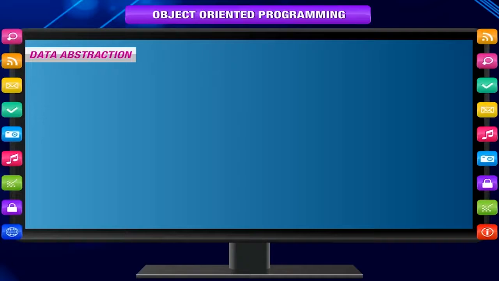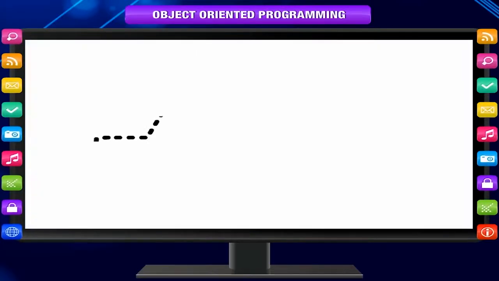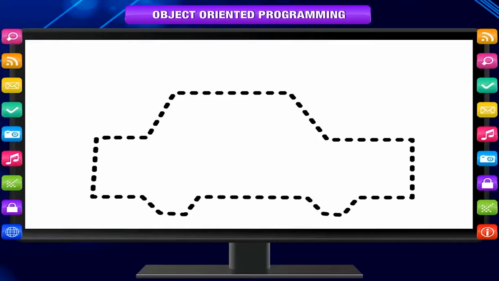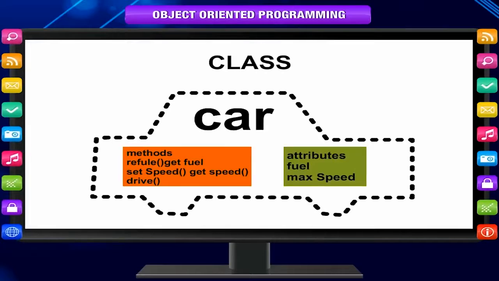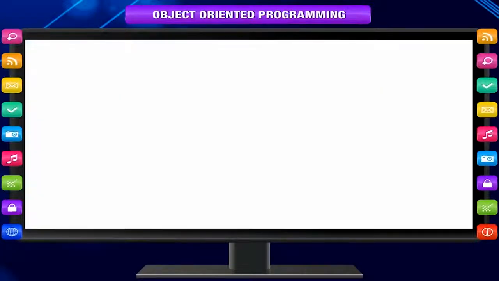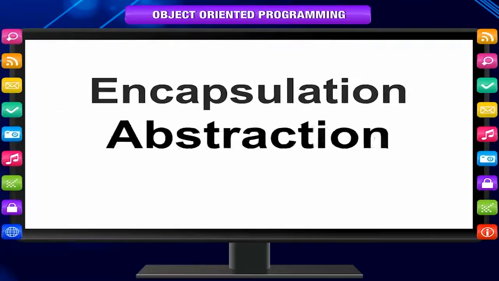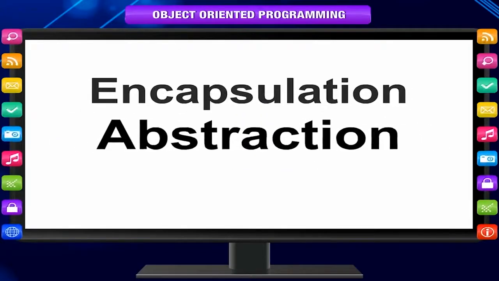Data abstraction. Data abstraction refers to the act of representing essential features without including the background details or explanations. Classes are defined as a list of abstract attributes and methods are defined to operate on those attributes. The actual values to the attributes are assigned when we create an object of that class. In object-oriented approach, the two concepts of encapsulation and abstraction go together.